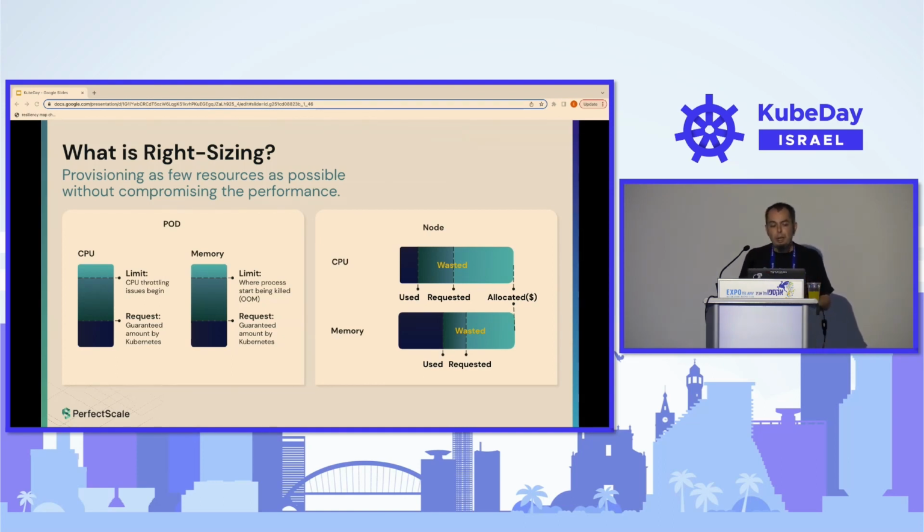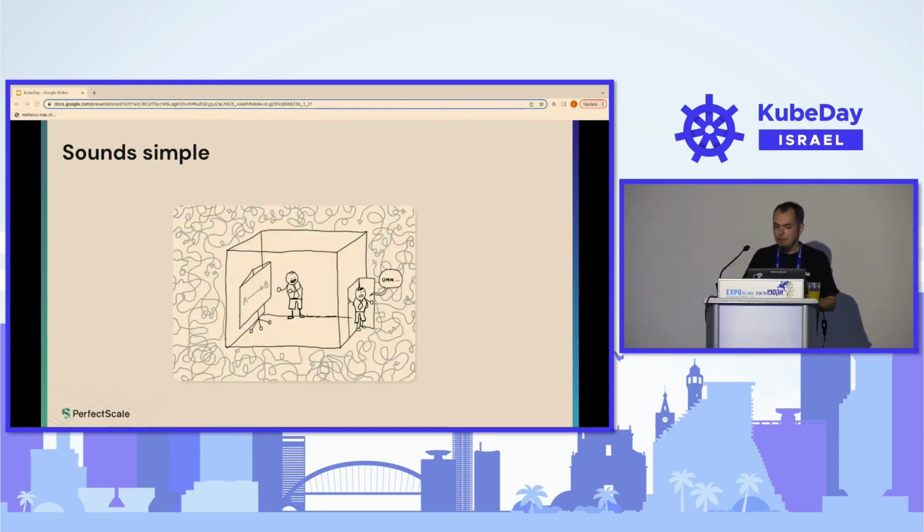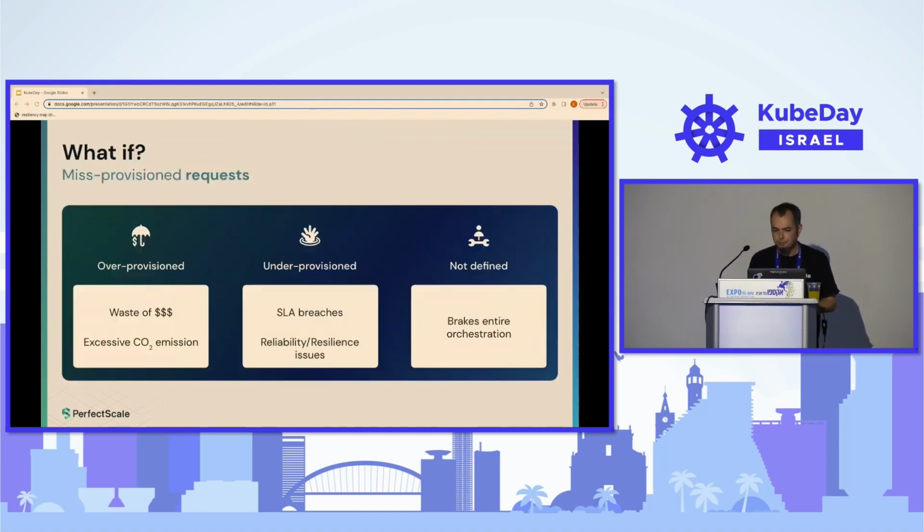So I promised to simplify the autoscaling. However, as you can see, it's not very, very simple. So let's try to look at the autoscaling from a slightly different perspective: the perspective of what could actually go wrong with our autoscaling. So first of all, let's talk about the pod requests.